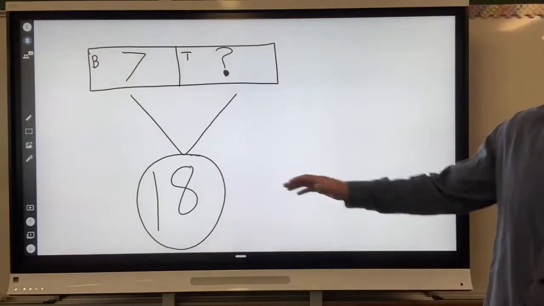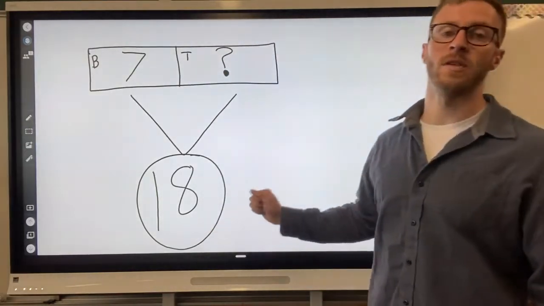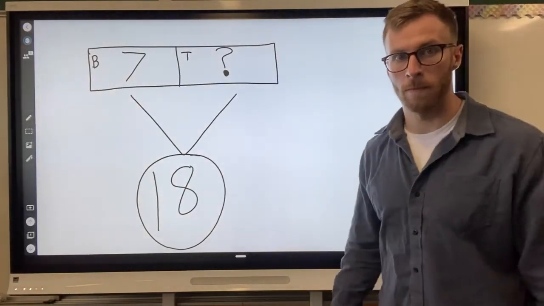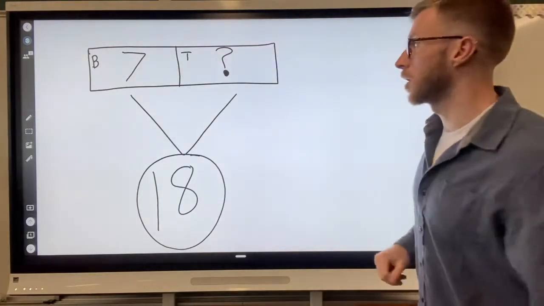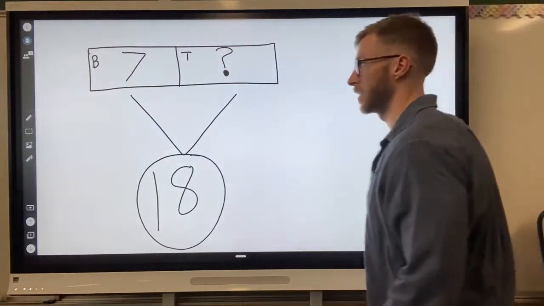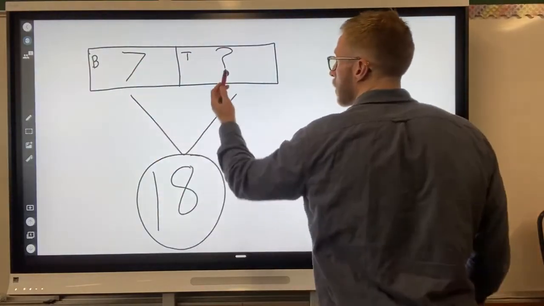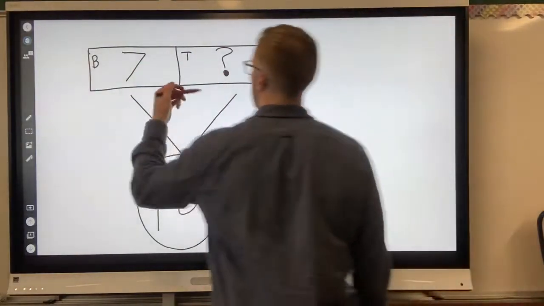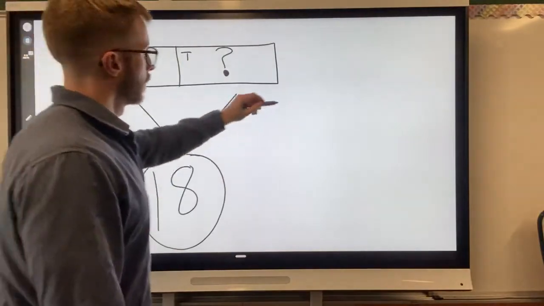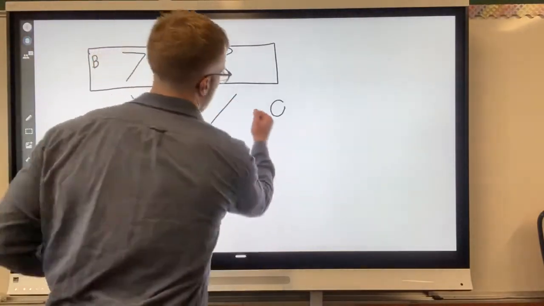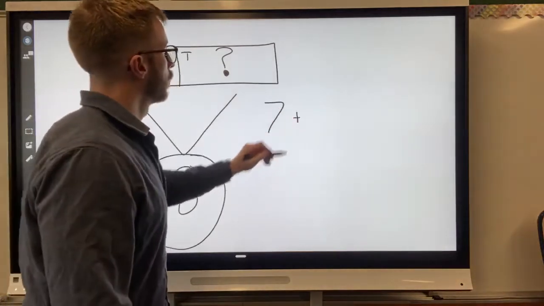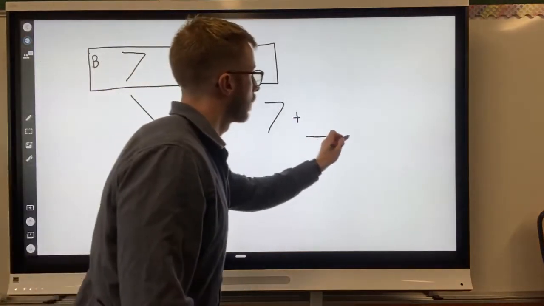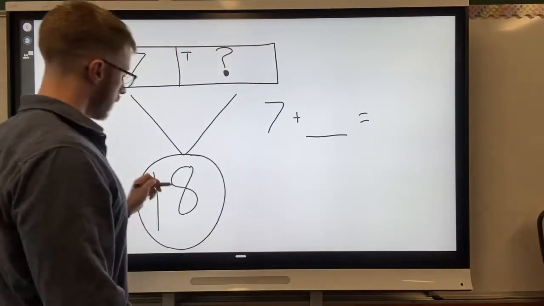Okay, so what are we missing in this number bond? Are we missing one of the parts or are we missing the whole? We're missing one of the parts. And when we're missing one of the parts, we can set this up one of 2 ways. Remember, part plus part equals whole. So I can write that out as, oh, that's not a 9. It's a 7. 7 plus something equals 18.